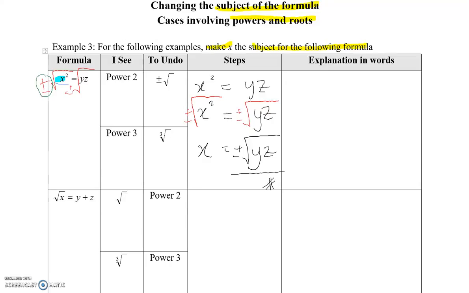For the second formula, we have square root of x equals y plus z. We notice that on the left side of this formula, we have square root x. To make x the subject of this formula, we need to remove the square root from the left side. So using the first rule, when we see a square root, to undo, we need to square it, or power 2, on the left side.